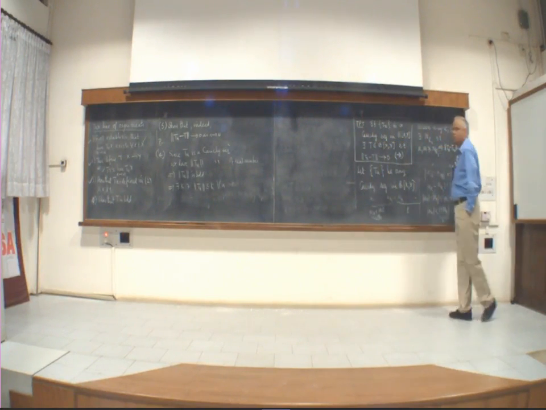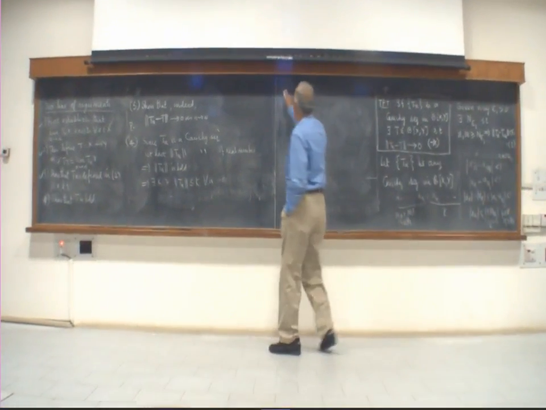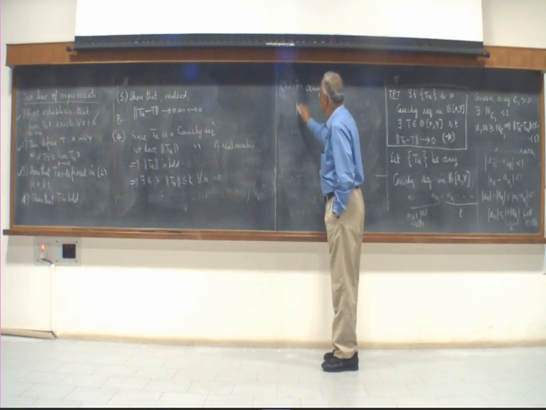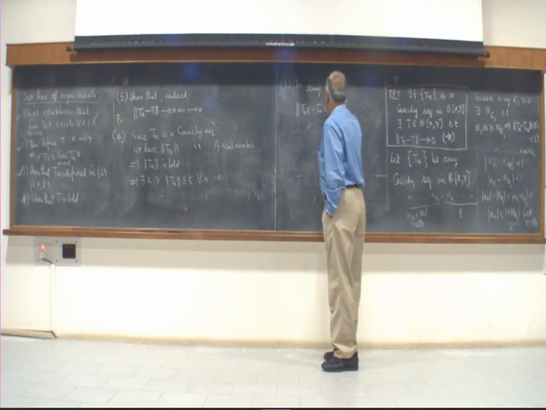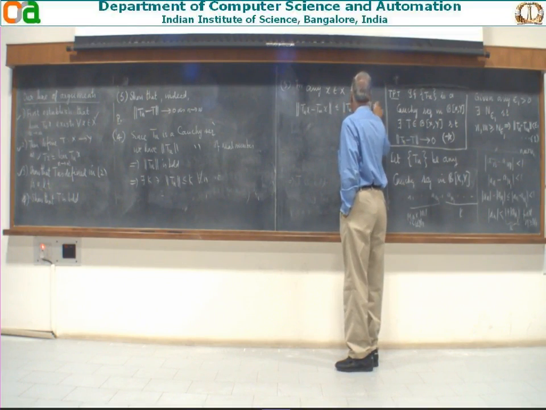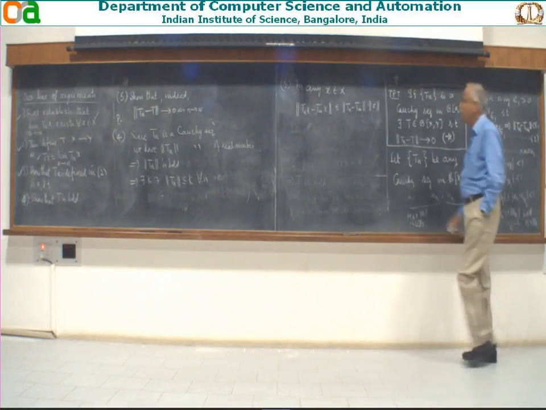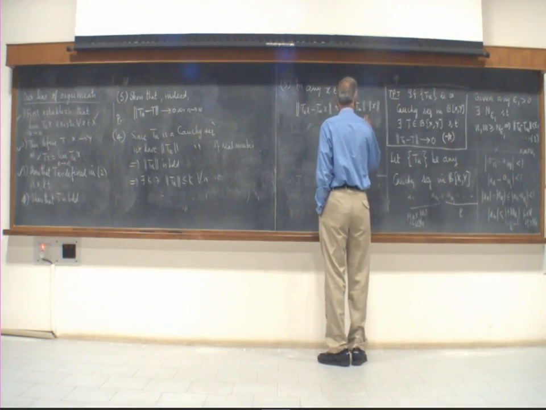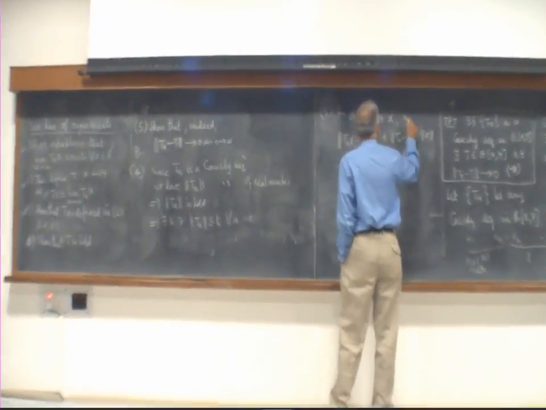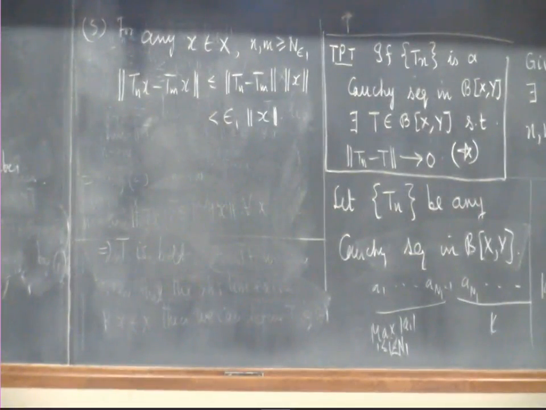Now, what do you get from here? I will just quickly finish this up. For any x in X, norm of Tn x minus Tm x is less than or equal to norm of Tn minus Tm times norm x, that is known. But now norm of Tn minus Tm can be less than epsilon 1, so that is less than epsilon 1 times norm x, for n and m greater than or equal to n epsilon 1.